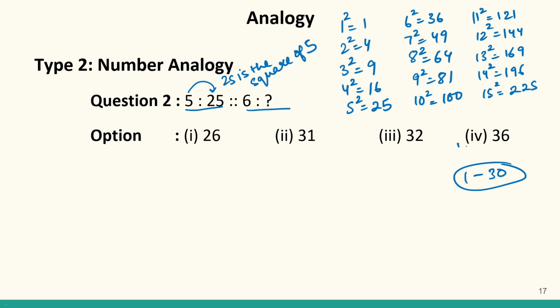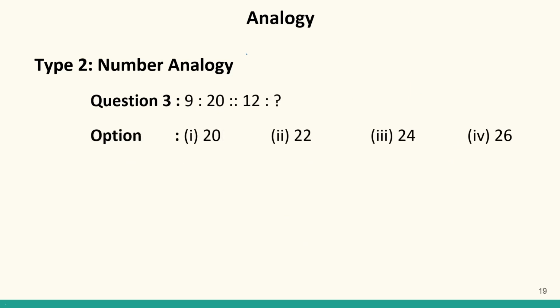So 36 will be the square of 6, which will be our answer. So our answer will be option number 4, 36. Now, 9 is to 20 and 12 is to what?